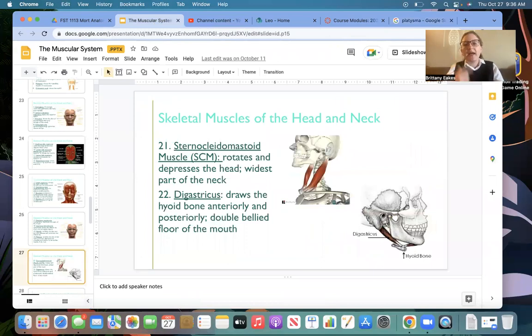The sternocleidomastoid muscle, we know this as embalmers because this is one of the anatomical guides for finding the common carotid artery. The SCM muscle, as it can be called, rotates and depresses the head, and it's the widest part of the neck. Then we have the digastricus, which draws the hyoid bone anteriorly and posteriorly to aid in swallowing and moving. It's a double-bellied floor of the mouth.